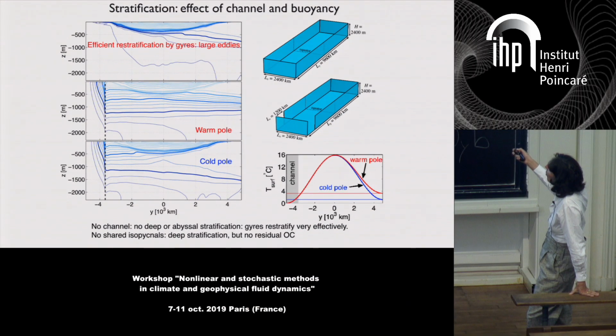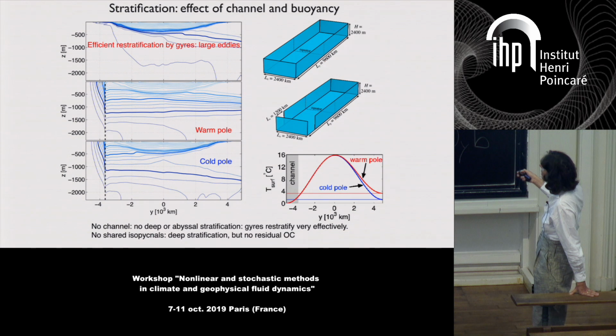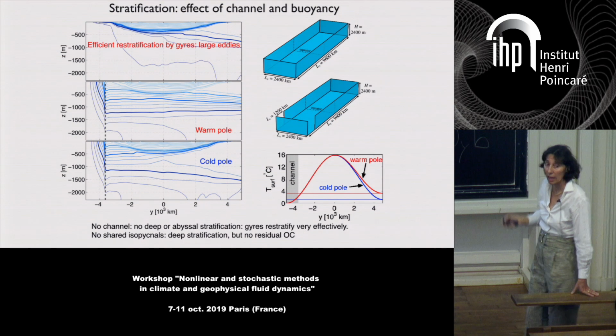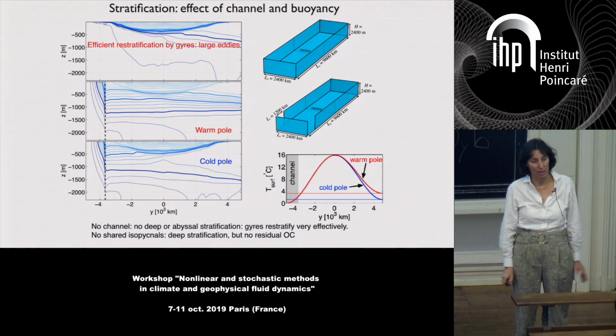Then we open up the channel, we remove these walls just in this position here, but the temperature at the surface, which is the only thing that determines density in this problem, is such that there is no shared density value between the channel, the periodic region, and the northern hemisphere high latitudes. This is like the Pacific. This is what the Pacific is in the present climate. Okay?